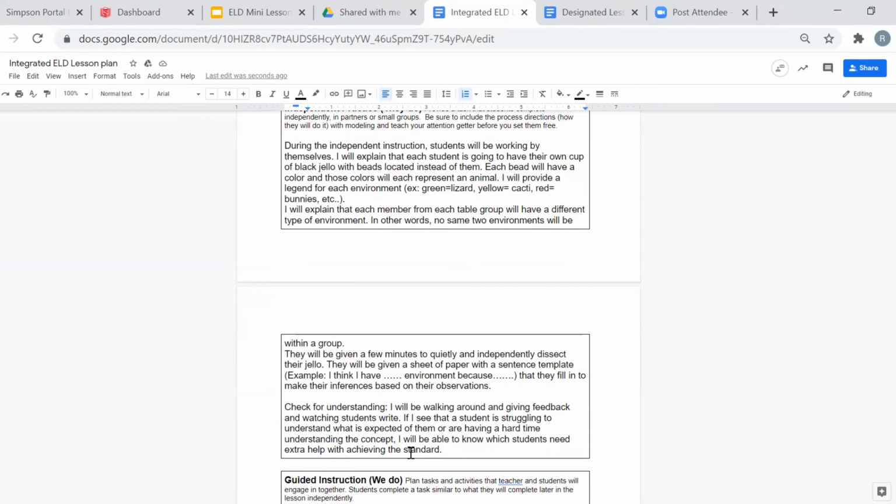I'll provide a legend for each animal. For example, a green bead might equal a lizard, and a yellow bead might equal cacti, or a red bead will equal bunnies, and etc. I will then explain that each member from each table group will have a different type of environment. In other words, no same 2 environments will be within a group.